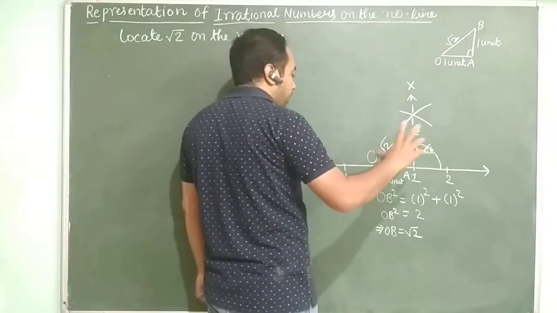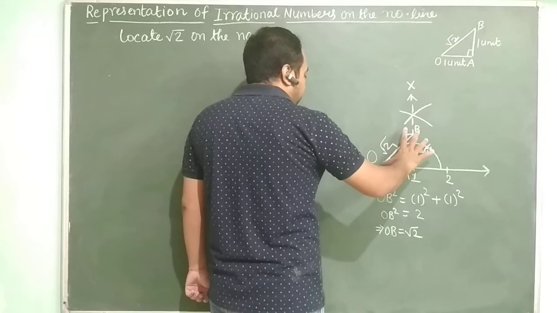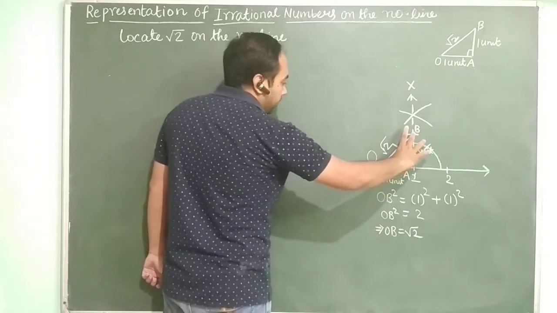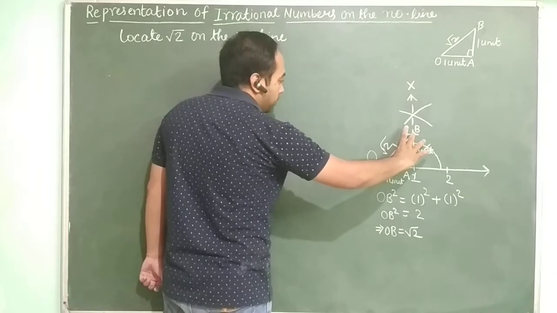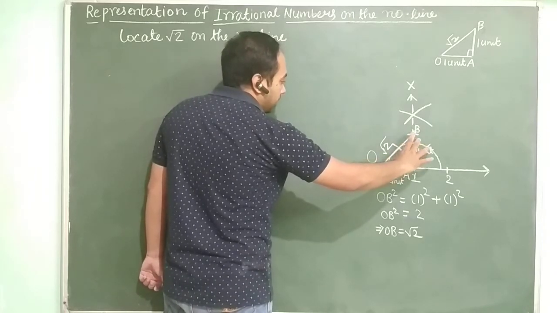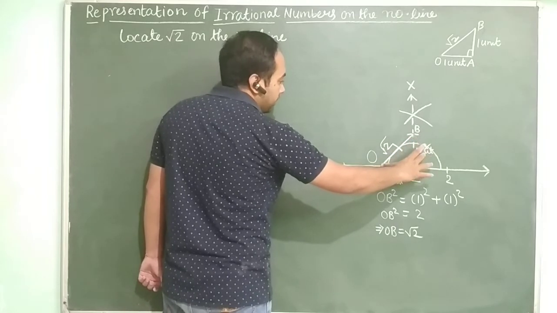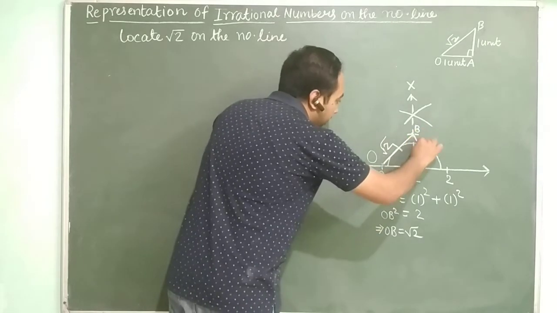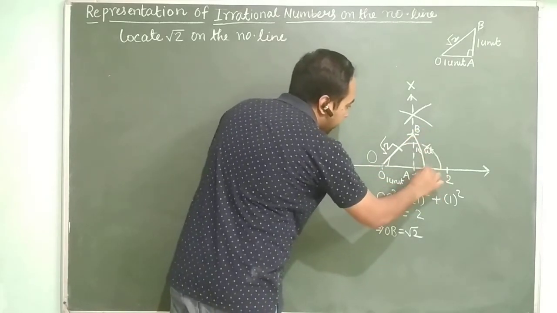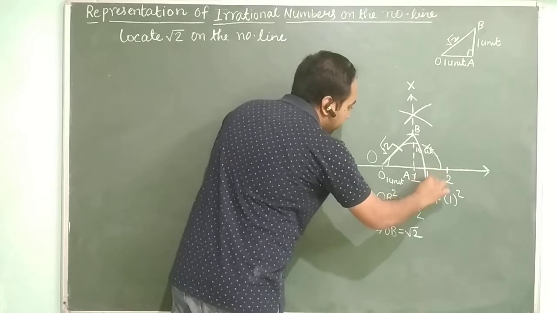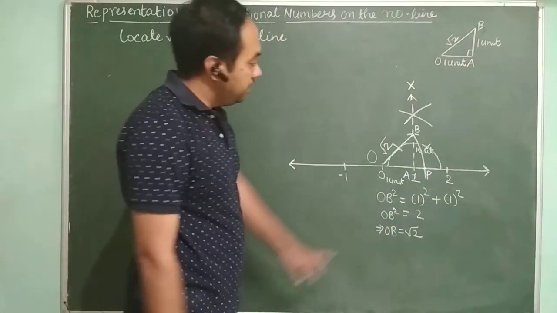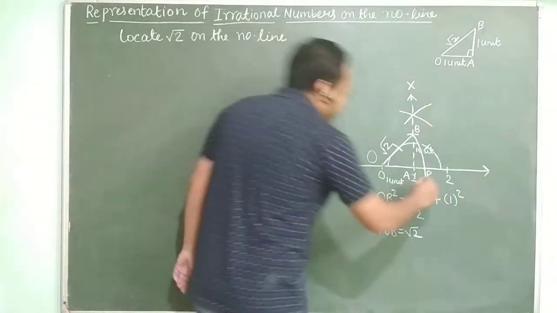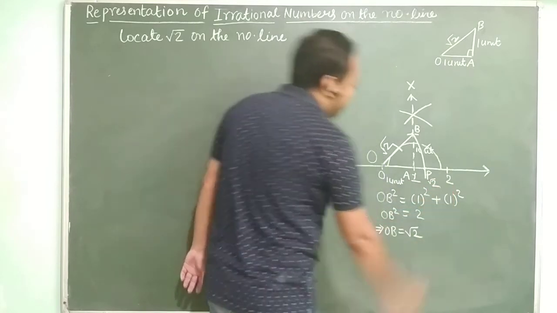Now again pick your compass. Place the needle of the compass at point O and pencil at point B. In this way, with O as center and radius equal to OB, draw an arc which meets the number line at a point, say P. Now this point P on the number line will represent under root 2.